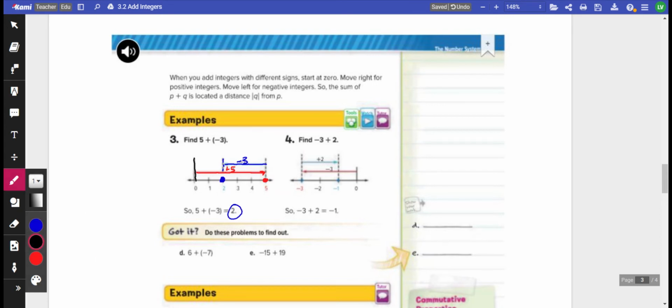We're going to find negative 3 plus 2. Well, I'm going to start at 0. And I'm going to go to the left 3. So I'm subtracting 3. That puts me at the negative 3. Then from there, I'm going to start at negative 3, and I'm going to go to the right 2 because I'm adding 2. So that gives me my final answer of negative 1.